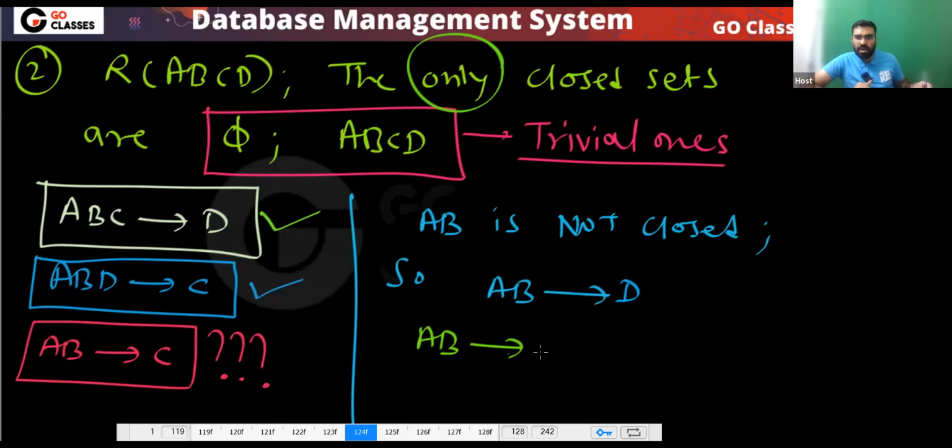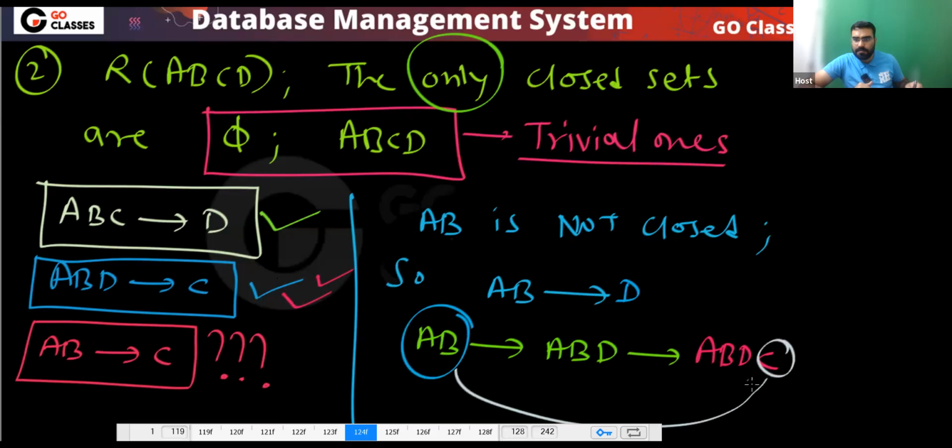Now, AB will determine D, and ABD will determine what? ABD will determine C. So can I say that AB is determining C, right? That's it. Is this clear? You cannot stop AB determining C.